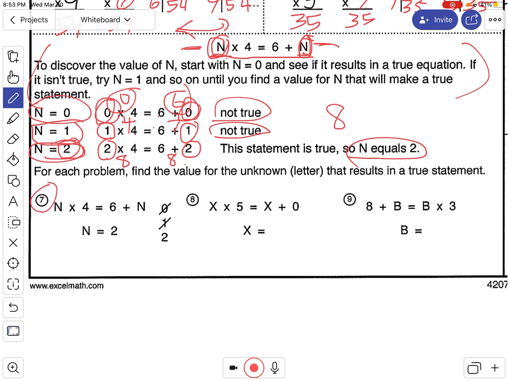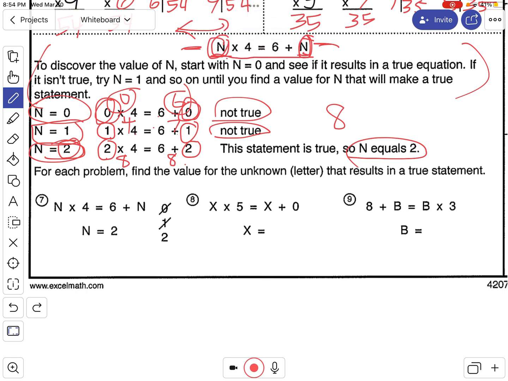What you want to do is start with, and they've already done it for you, so check this out. Start with 0. If you put 0 here and 0 there, 0 times 4 is 0, and 6 plus 0 is 6. 0 equals 6? Nope, 0 doesn't work. Then you try number 1. If you put a 1 in there for n and a 1 in there for n, you get 4 on this side, right? Because 1 times 4 is 4. 6 plus 1 is 7. Is 4 equal to 7? Of course not. So 1 does not work.